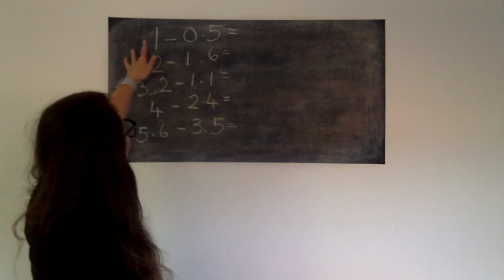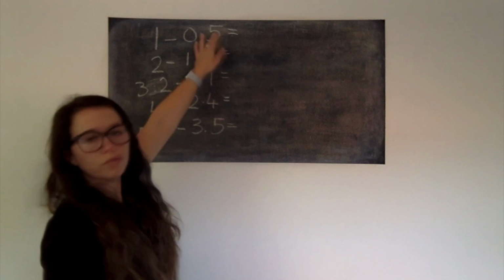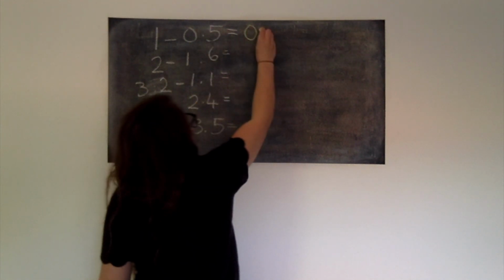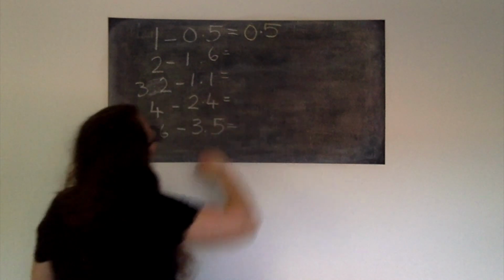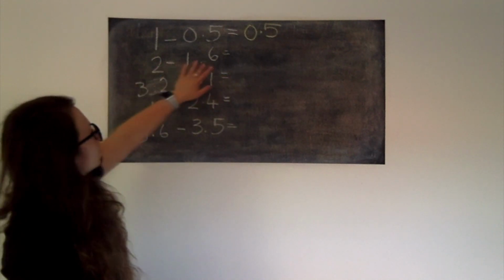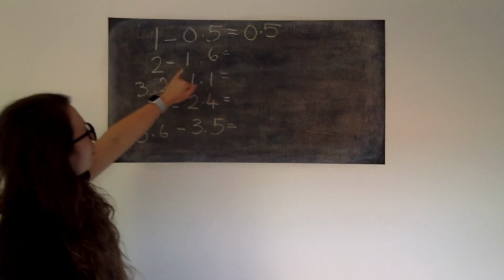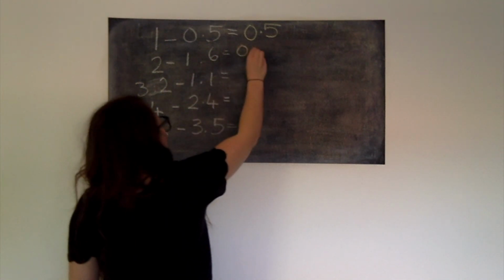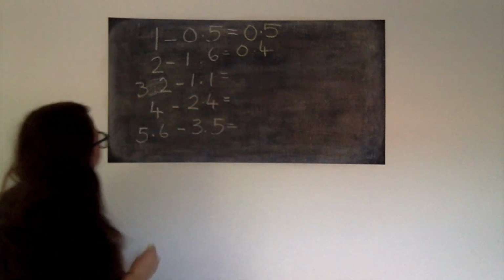So we've got 1 whole takeaway 0.5 or 5 tenths. So hopefully we'll recognise this as a half. 5 tenths and 5 tenths gives us a whole, so 0.5 is your answer. 2 subtract 1.6, so take away your whole, you've got 1 left. Take away your 6 tenths, gives us 4 tenths left, 0.4.